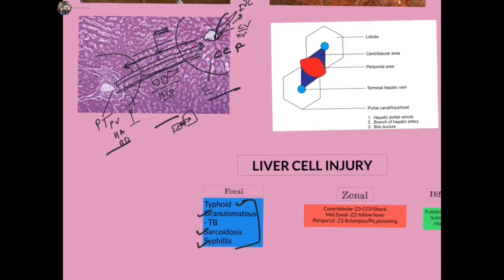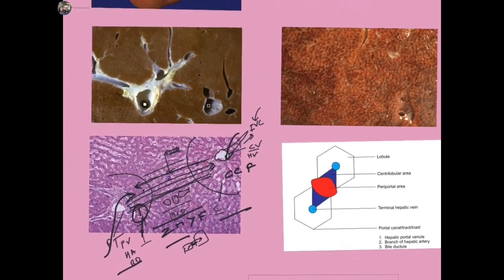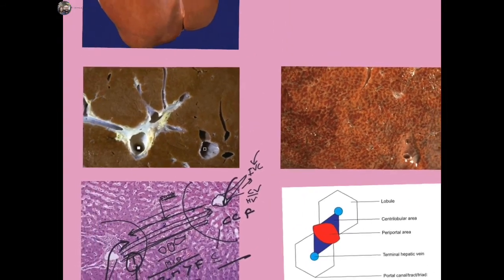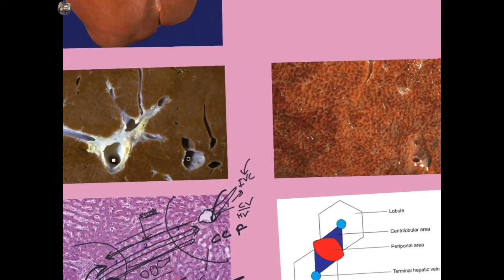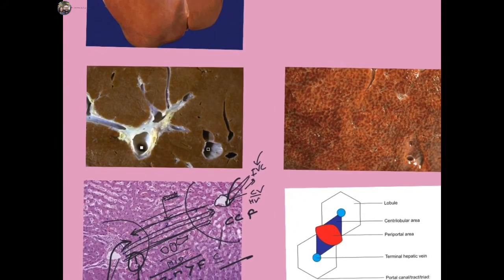Mid zone, zone 2, is affected by yellow fever. Whereas zone 1 is around the periportal, which is due to poisonings, because the poison will come this way. So these are the few things which you should remember. Now what about this figure? This figure is showing the difference between the two things, that is this is the normal liver, this is the abnormal liver.